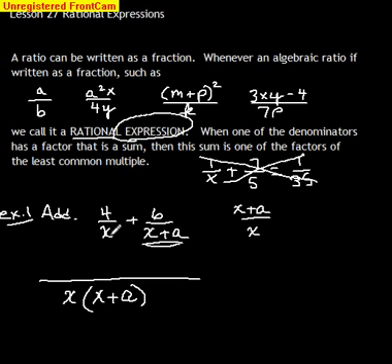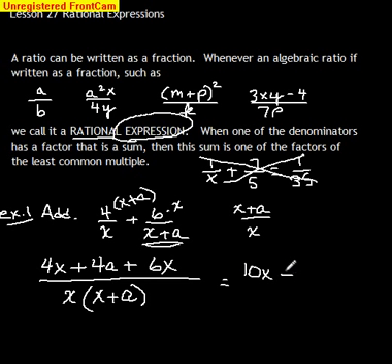So we say what's missing in this one? Well, it's missing an x plus a. So we're going to have to take the top and bottom by x plus a. This one is missing an x, so we take the top and bottom times an x. I already have the denominator here. So this one, the top would be 4x plus 4a plus 6x. And oddly enough, we can simplify a little bit more, and we get 10x plus 4a over x times x plus a. And that is your final answer.